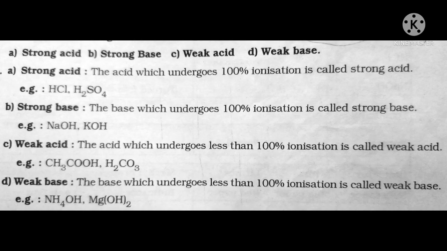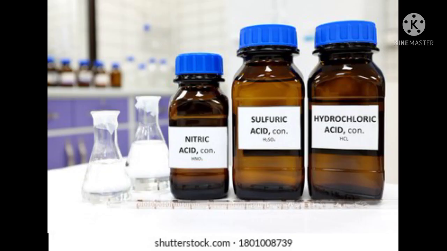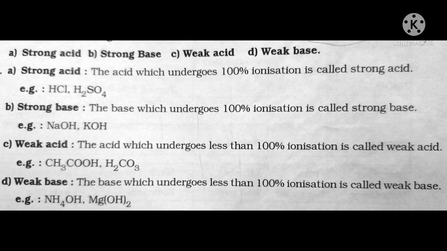Acids can be divided into two types and also bases can be divided into two types. They are: first one is strong acid, second one is strong base, third one is weak acid and fourth one is weak base. First one is strong acid. The acid which undergoes 100% ionization is called strong acid. Example, HCl and H2SO4.